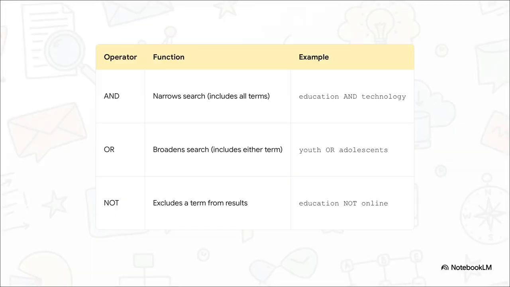Okay, here's how they work. You use AND to find results that have both of your terms. That really narrows things down. You use OR to find results with either of your terms, which broadens your search to catch related ideas. And you use NOT to kick out a specific term you don't want. Seriously, mastering this is a research superpower.